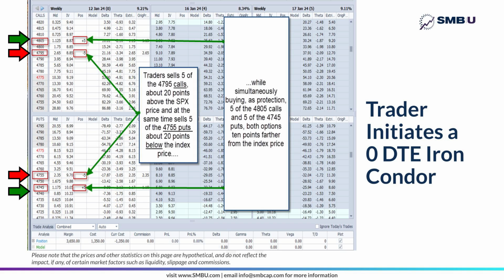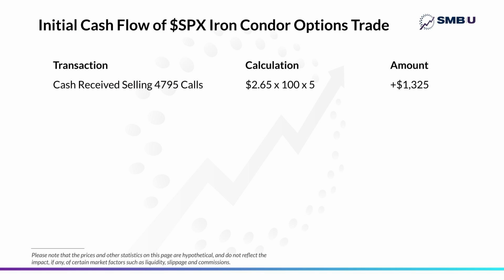And so what's important to realize about an iron condor is that it has a significant cash flow implication on your account. And so let's see what happened here from a cash flow standpoint. As you can see, we sold those 5 calls at $47.95 and they were priced at $265. But remember, index options pay off at a rate of $100 per point. So you multiply that by 100 and you sold 5 of them.